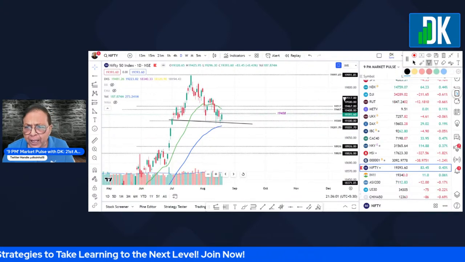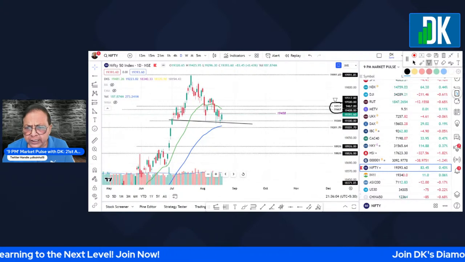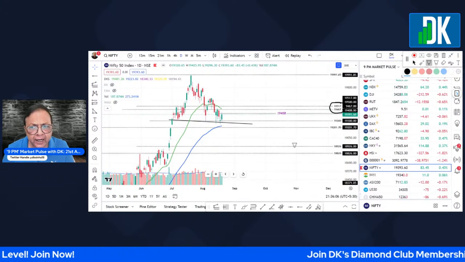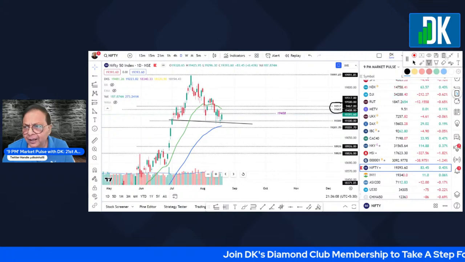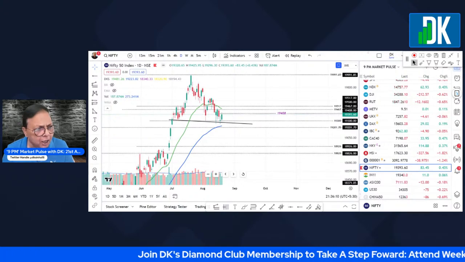So immediate supply area is 19,467 to 19,517. So this is all about the stock market.